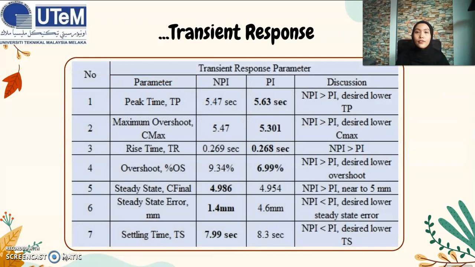This is the transient response parameter. As you can see, the peak time of NPI is higher than PI. Cmax of NPI is higher than PI. The rise time of NPI is higher than PI. Overshoot of NPI is higher than PI. The C final of NPI is higher than PI. The steady-state error of NPI is lower than PI. The settling time of NPI is lower than PI.